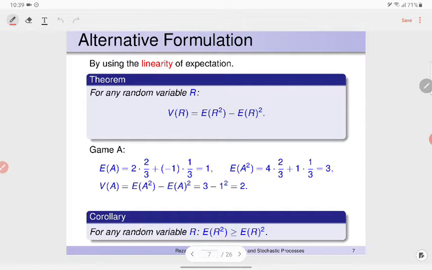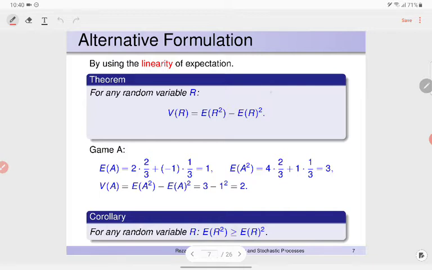Okay, now of course we can use that definition of variance to calculate variance. But actually, there is another way to formulate the variance by using the linearity of expectation, and this is described by the following theorem. For any random variable R, the variance of R is equal to the expectation of R squared minus the expectation of R, squared. How do we get this? This is actually easy to prove from the previous definition.